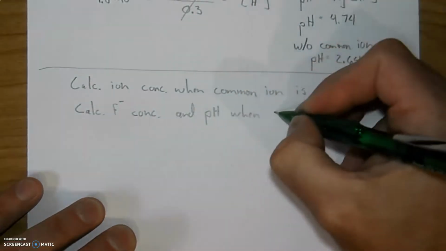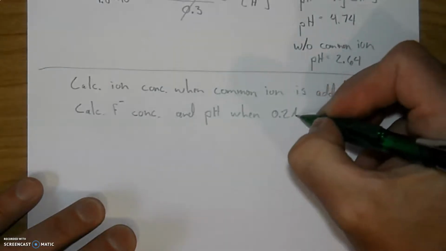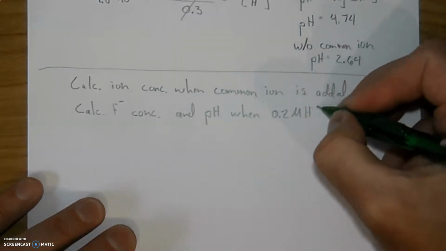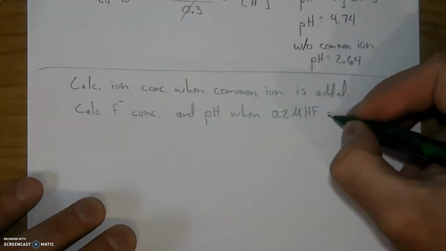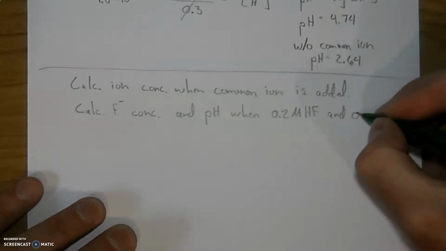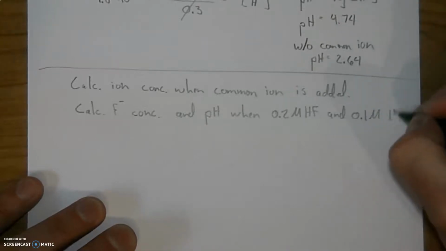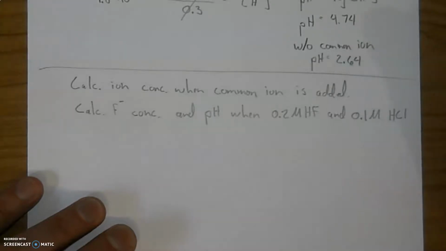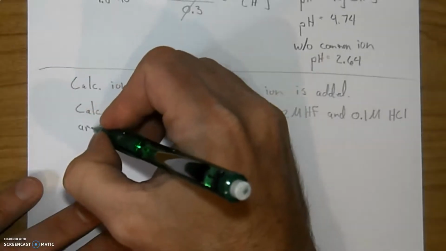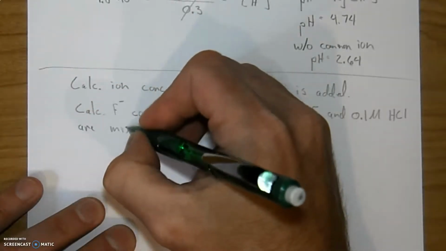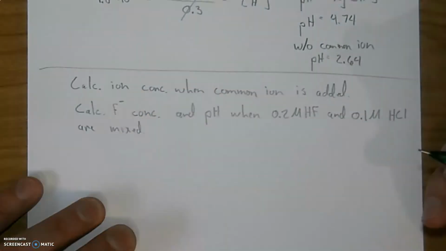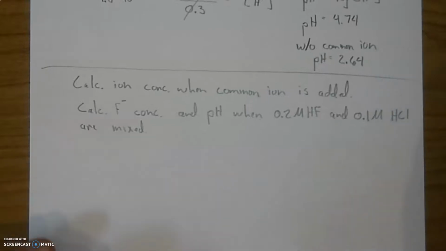when 0.2 molarity hydrofluoric and 0.1 molarity hydrochloric are mixed. So we have these two solutions and we're going to mix them together. And we're going to say they're equal parts.